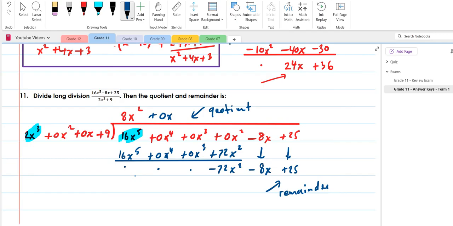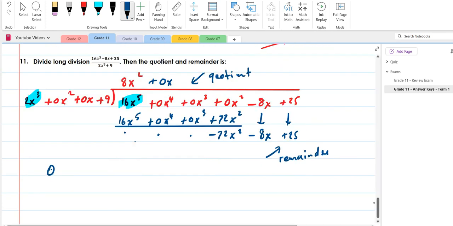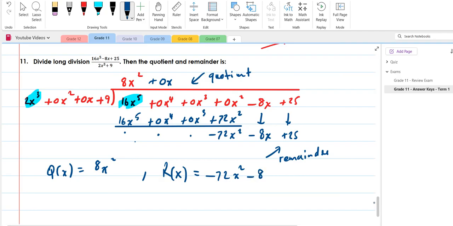Right, so what did they ask us for? The quotient and the remainder. So what's the quotient? Quotient q of x is equal to 8x squared. Now you stop because 4 terms cannot go into 3 terms. We stop. Yes, q of x is equal to 8x squared, and what's the remainder? R of x is equal to negative 72x squared minus 8x plus 25.